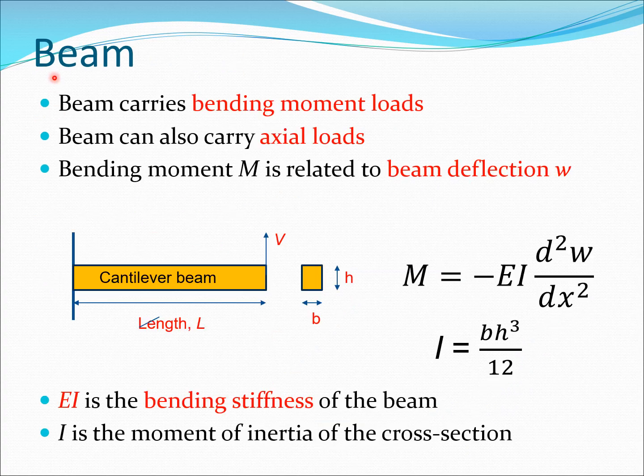Now let's look at the next structural member, which is the beam, and the beam is used to carry bending moment loads. So essentially if we have a beam, we have a bending moment which acts on that, then the beam is the suitable structure to carry it.